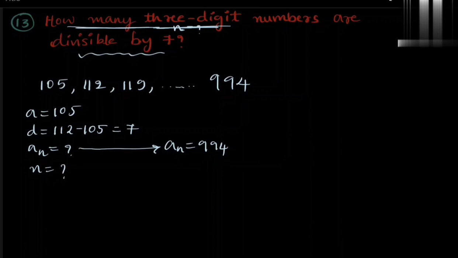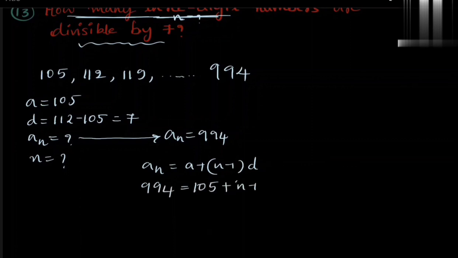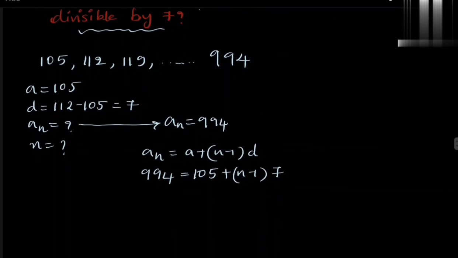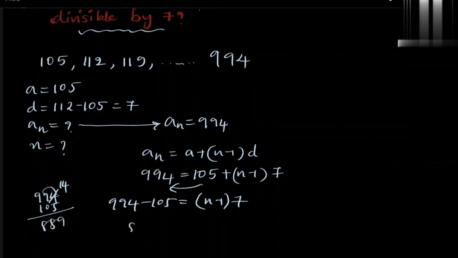Now we know that the nth term of an AP, that is an, is equal to a plus n minus 1 into d. Here an is 994, a is 105, plus n minus 1 into d, where d is 7. So move 105 to this side: 994 minus 105 is equal to n minus 1 into 7. Subtracting, I borrow, 14 minus 5 is 9, then 8, then 8. So 889 is equal to n minus 1 into 7.